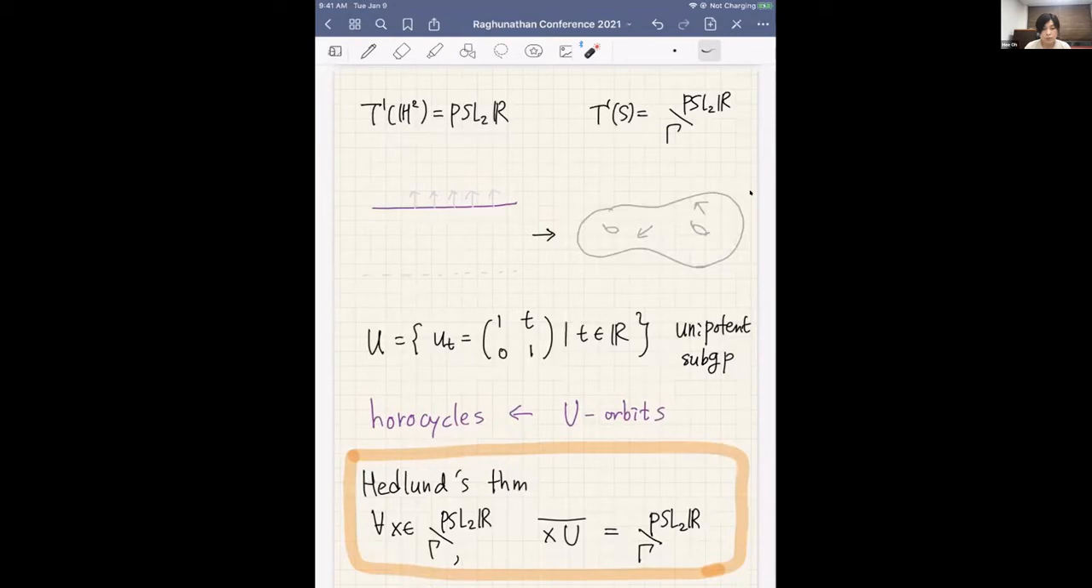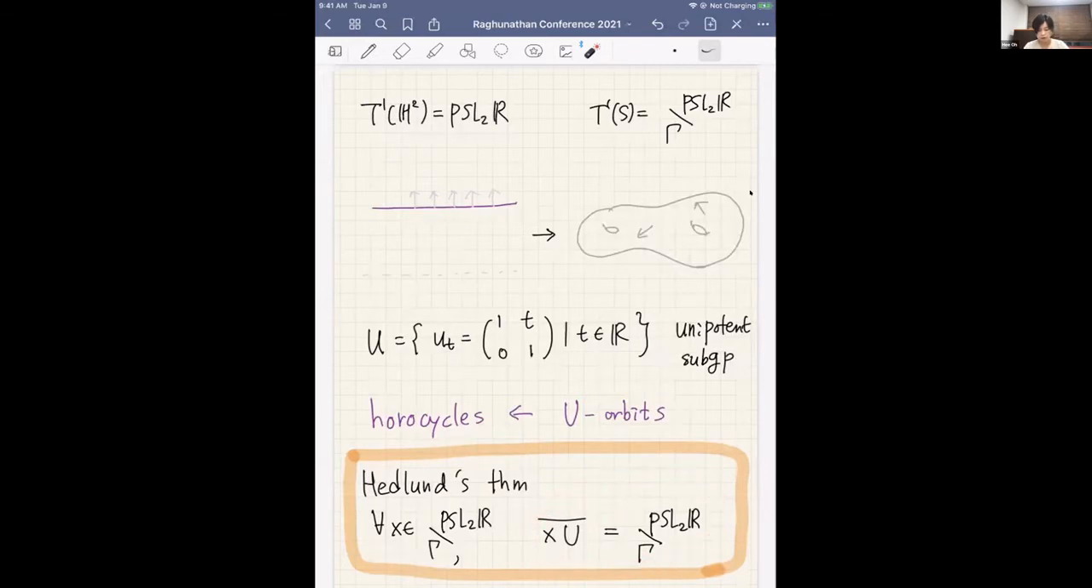Okay. So what Hedlund proved is actually this stronger version. What he showed is that for every vector on the unit tangent bundle, in other words, for every point x in PSL2R mod gamma, the closure of xU is everything. So it fills up all the unit tangent bundle. So in particular, this implies that every holocycle is dense in the hyperbolic surface.